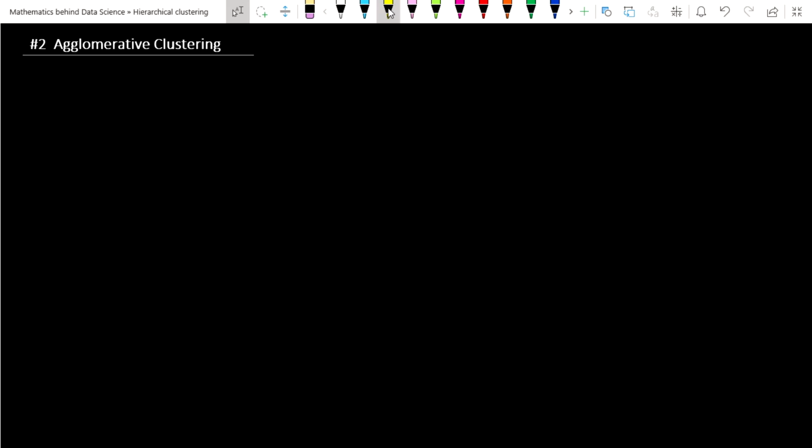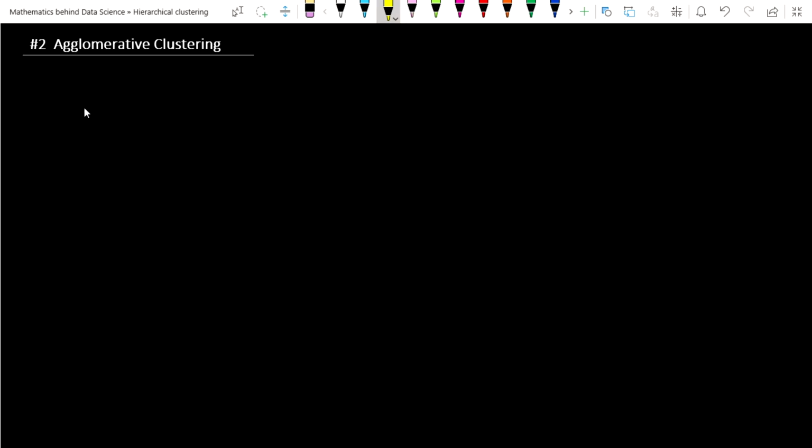Just in the previous lecture, we have already learned the concept of the two types of hierarchical clustering techniques. One is agglomerative clustering and the other one is the divisive clustering technique. Now let's try to understand the agglomerative clustering technique step by step.